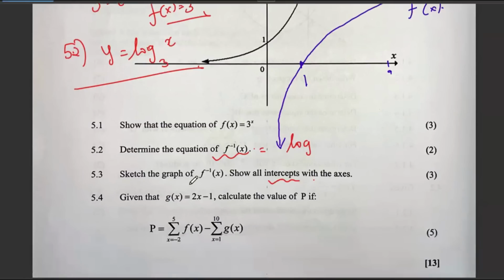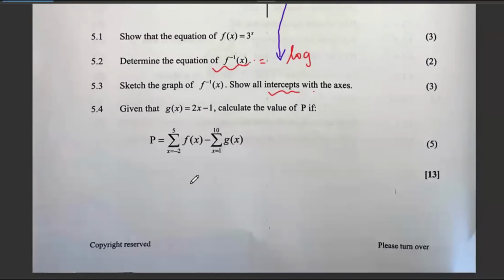Okay, then 5.4. They're telling us that g of x is 2x minus 1. They want us to get the value of p. What are they doing here now? They're taking us back to sigma notation. Sure. All right, so let's see number patterns again. I thought we were done with the question.